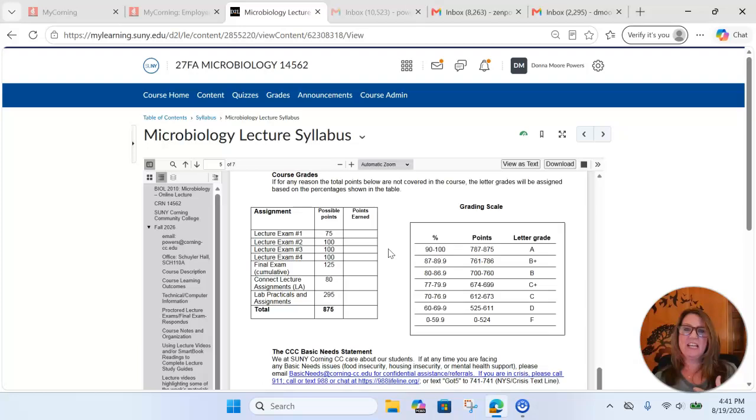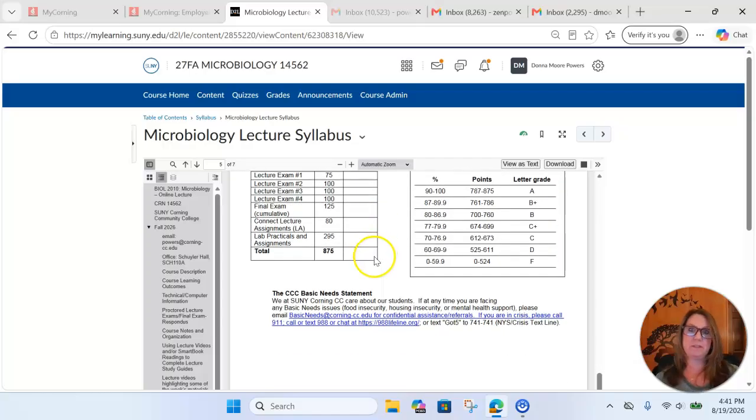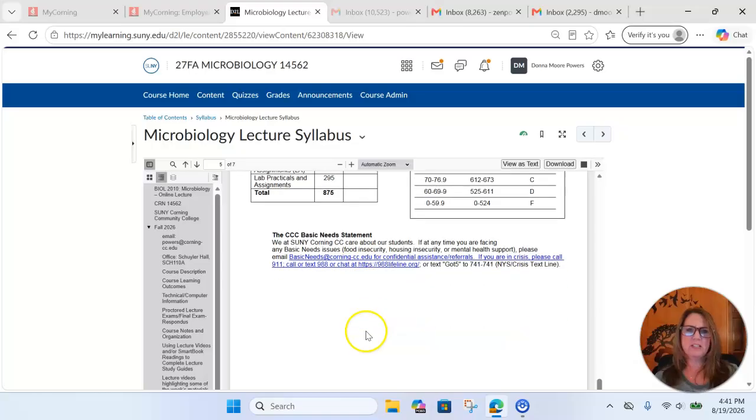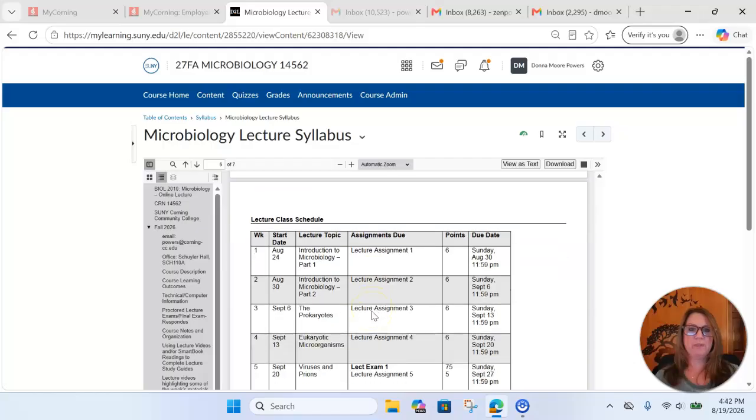And I really like that because it makes your grade transparent to you. There's no hiding anything, right? I'm not trying to keep that from you. There's some other important things here. The CCC basic needs statement. If you find yourself food insecure, you're having a housing issue, maybe even a gasoline issue, mental health stuff, there are resources for you. Okay.